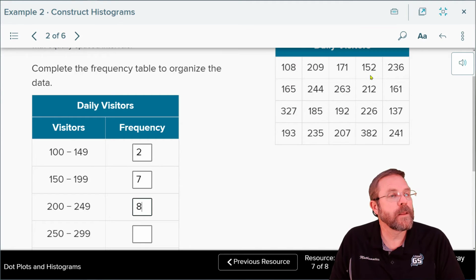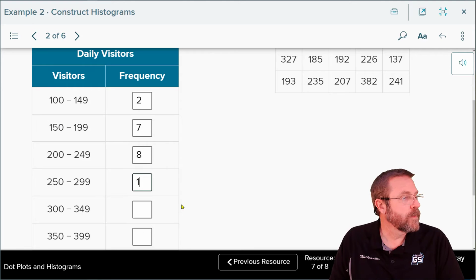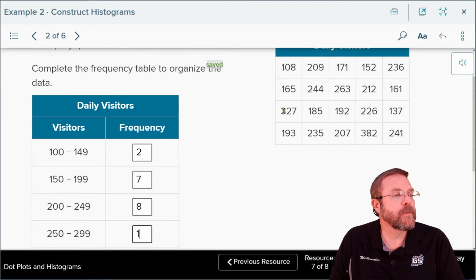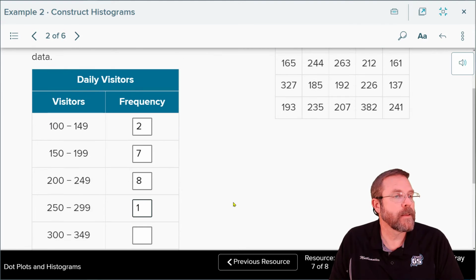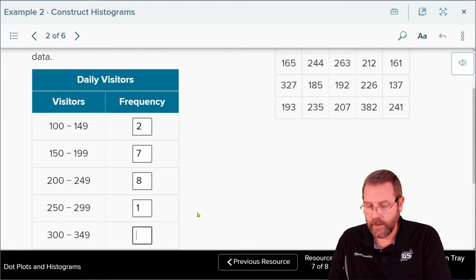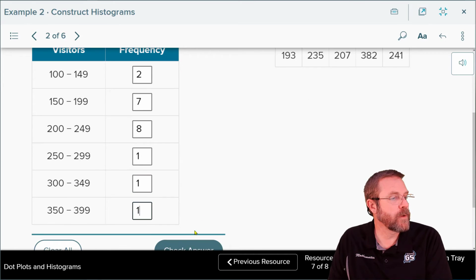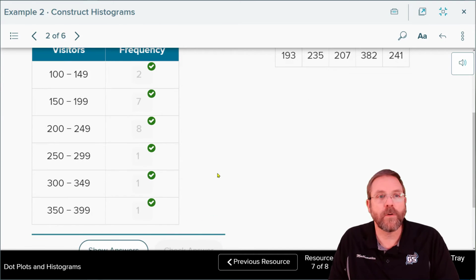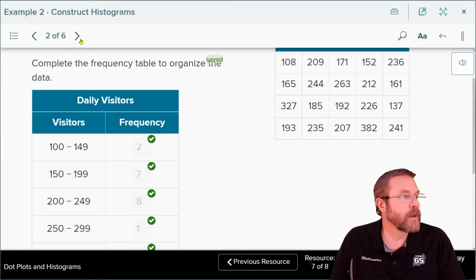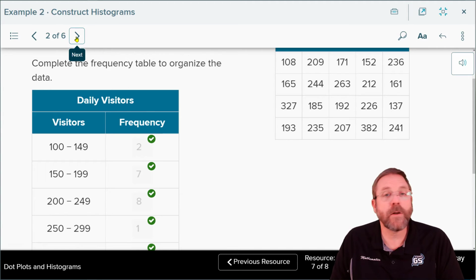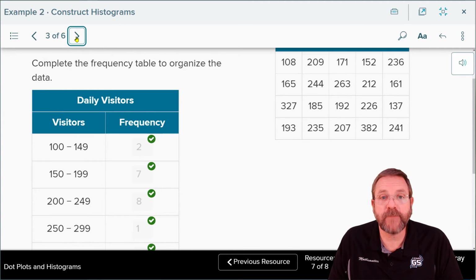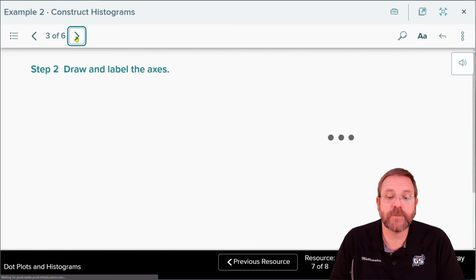1, and yep, just 1 there. And then our 300 to 349, that's going to become a 1, I think. And then 350 to 399, I believe that's also going to be a 1. Check our answers. All those check. Very good. And from here, we're going to need to graph that on our histogram, which is our fancy bar graph that compares statistical data.